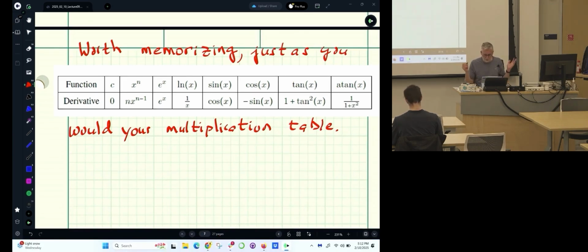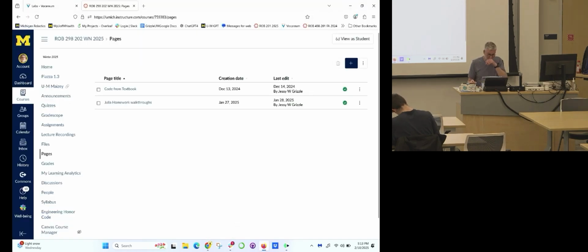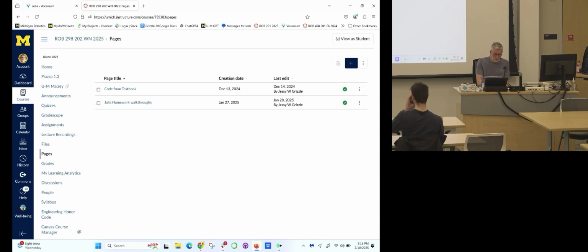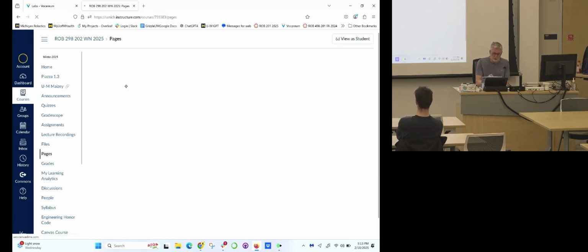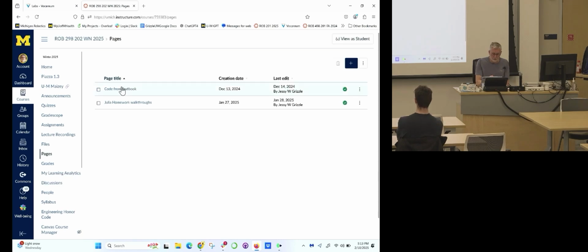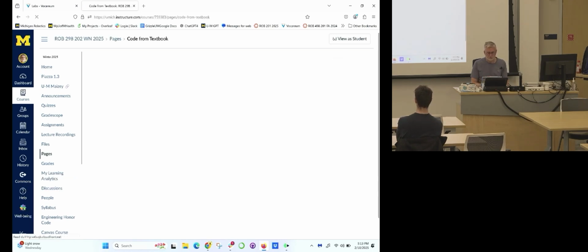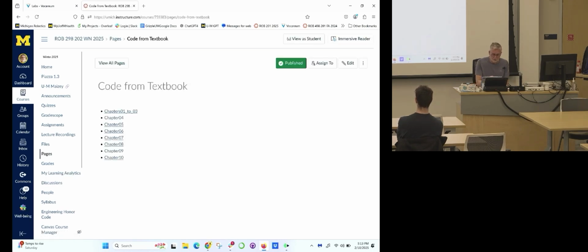Okay, so now what do you do when you have a really interesting function? So here I'm just reminding you, how do you get the code examples from the book? Okay, you go over to the pages on the side here that's highlighted. You just click on pages, then you do, this will come up, you do code from textbook, and then we're in chapter 5.